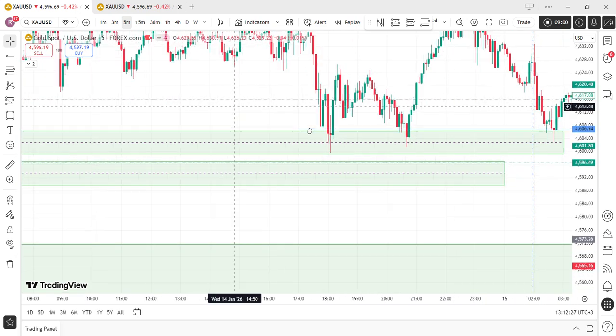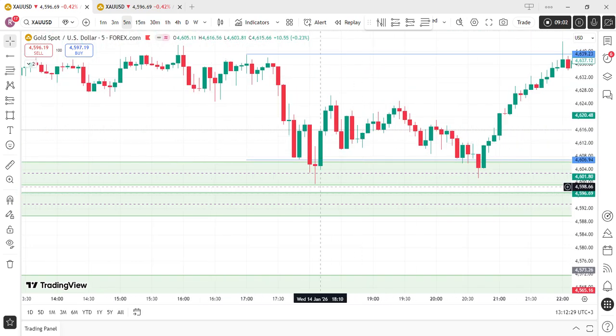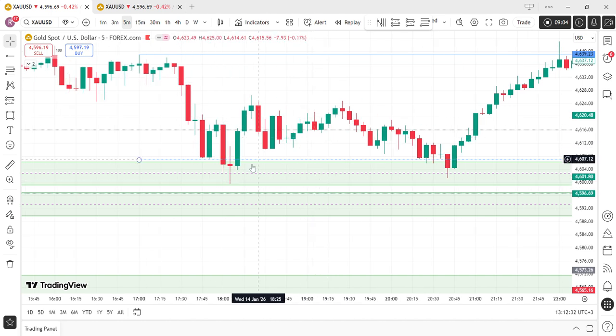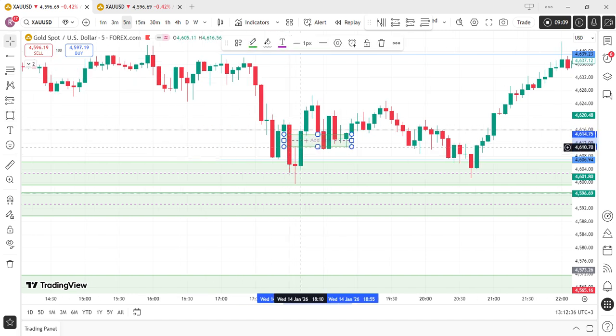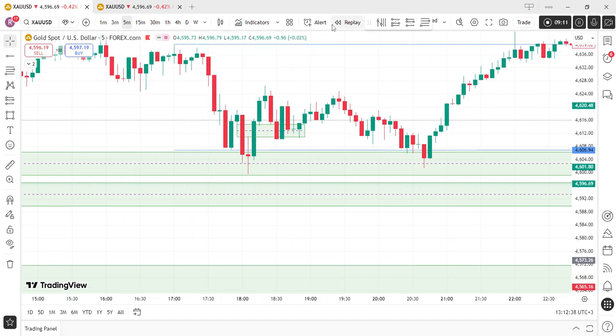Perfect. Perfect. You see that? So once price purged that liquidity, we created this bullish 5 minute fair value gap. You see it right here? So your entry was supposed to be on that gap like this.